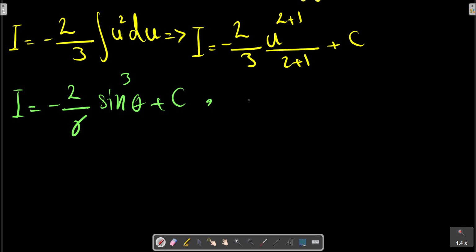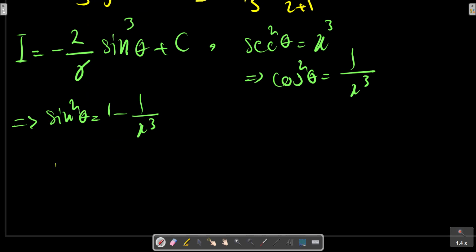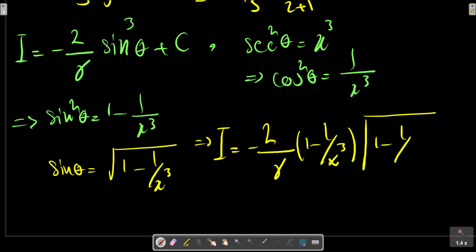And secant²θ equals x³, cosinus²θ equals 1 on x³. Sinus²θ and sinus θ, substitution into this result, I equals ... plus c.